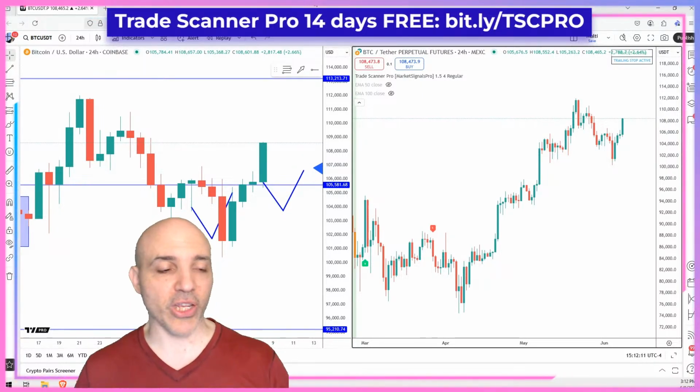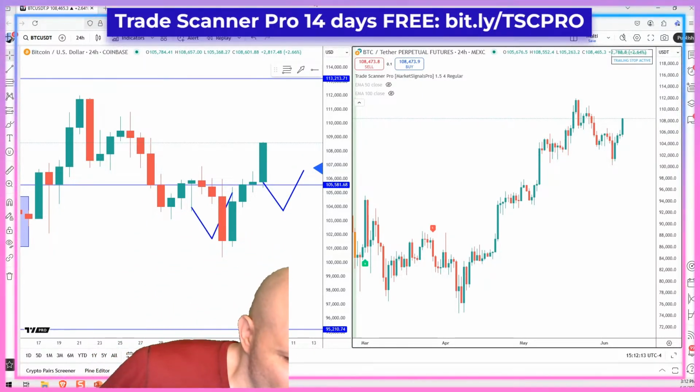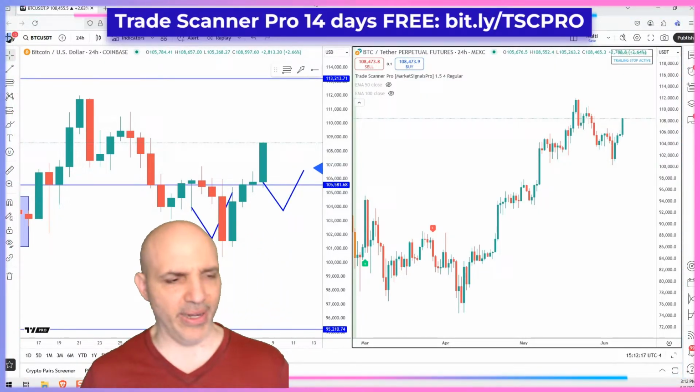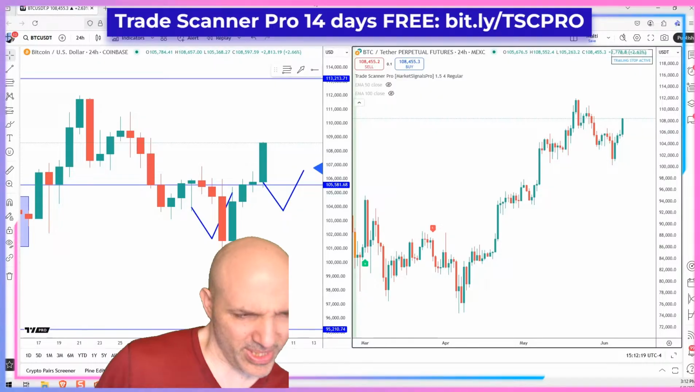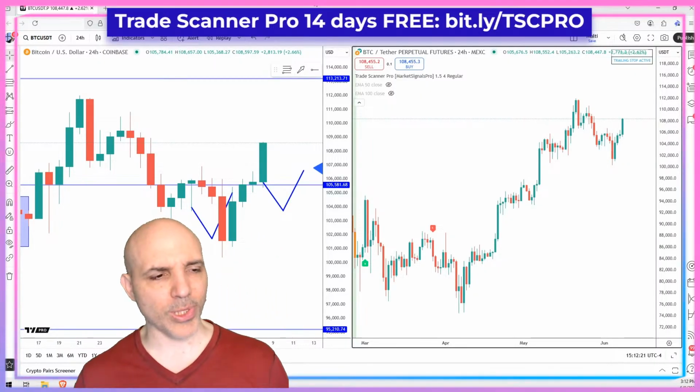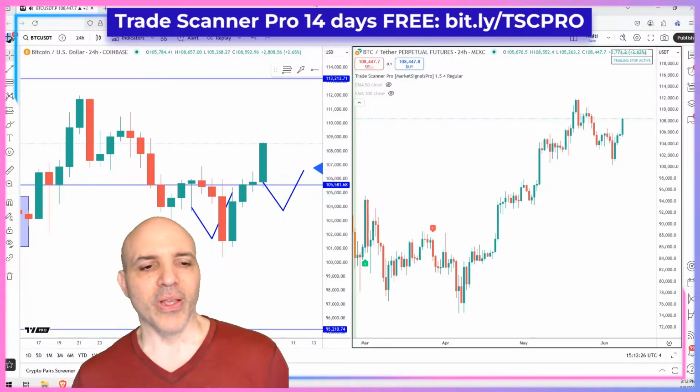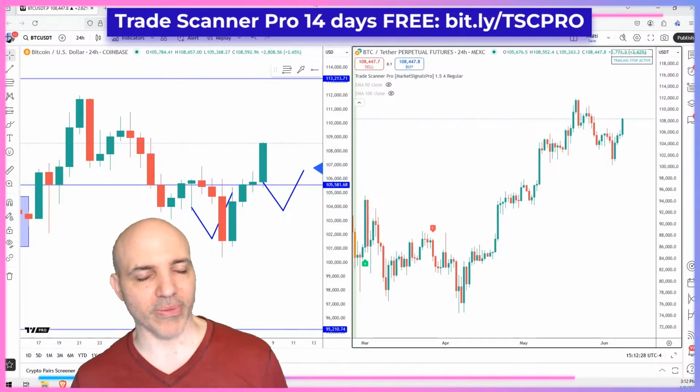Now, when you're checking your calendars, right? Core inflation rate, month over month, 8:30. When is that? And what country is that, for the US? So here are a couple of tips with the economic calendar.